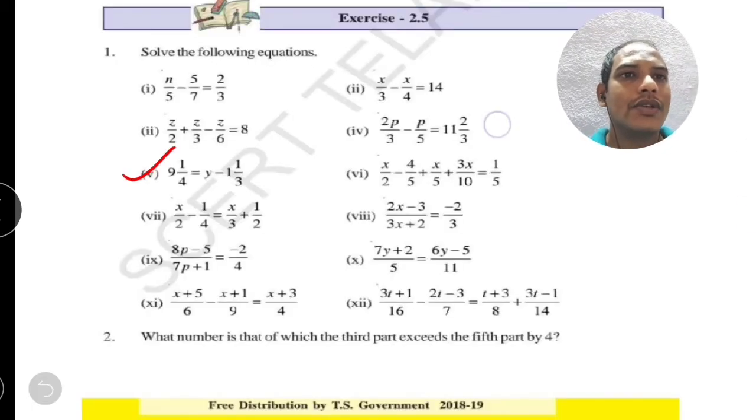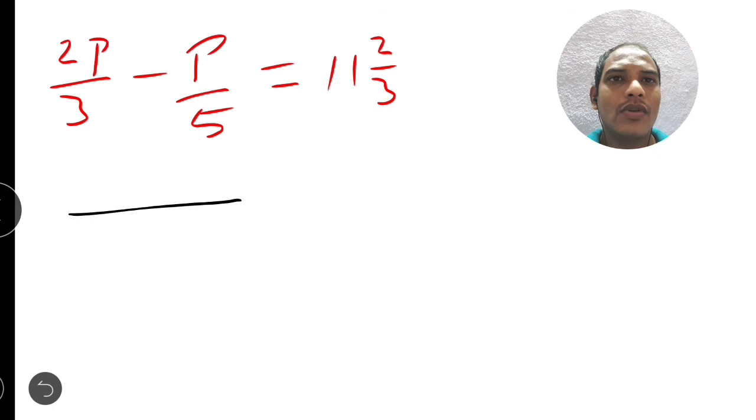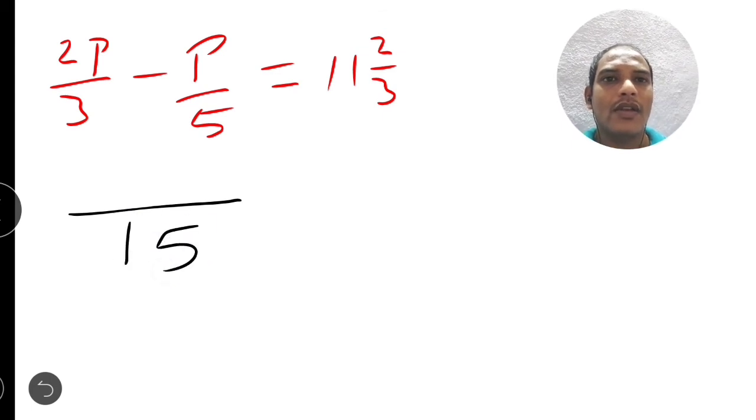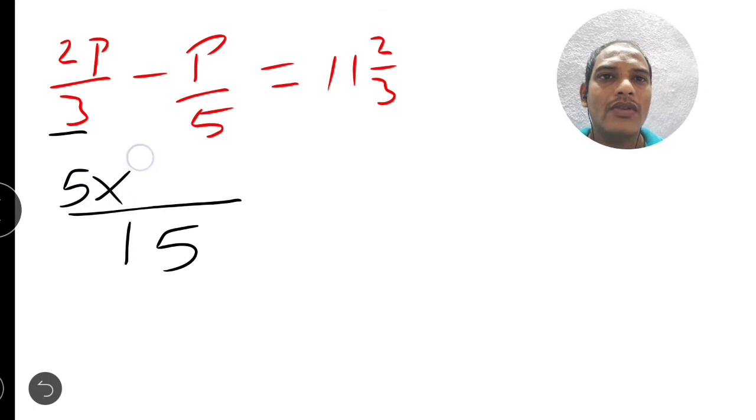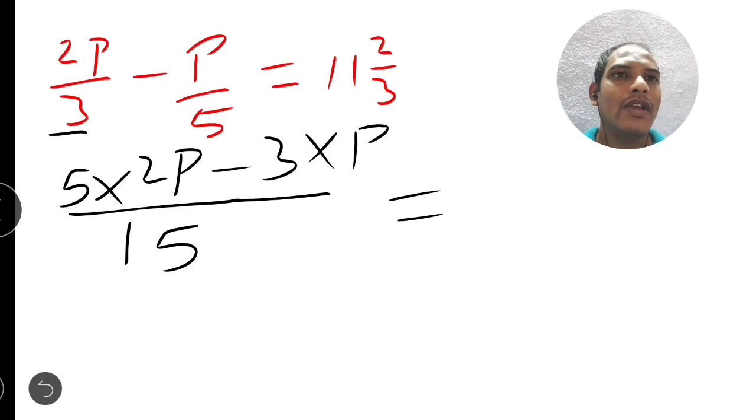So next fourth question, 2p by 3 minus p by 5 equals to 11 whole 2 by 3. So here the LCM of 3 comma 5, 3 and 5 both are prime numbers, so then their LCM is their product. So 3 5s are 15. So now 15 in 3 table, 5s are 5 into numerator, 5 into 2p minus 15 in 5 table, 3s are 3 into numerator, 3 into p equals to 11 whole 2 by 3.